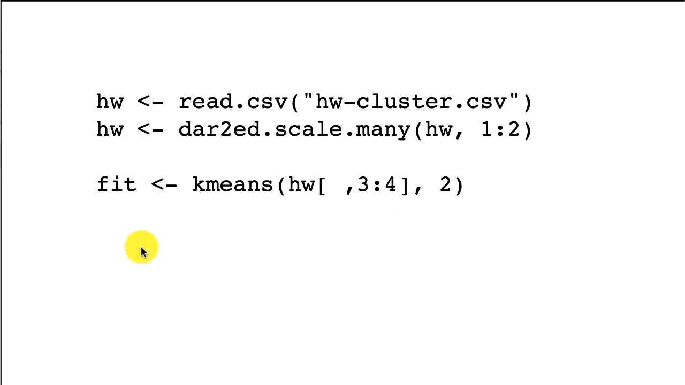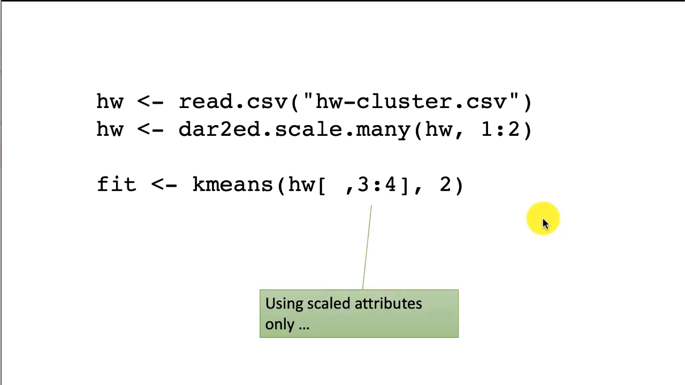And here we are saying do the k-means. K-means is the function to do the k-means clustering. K-means hw3, 4. Why is that? Because 3 and 4 will contain the scaled attributes. We don't want to use the unscaled attributes at all. So we're saying k-means, that's the function, which data to do clustering on: hw, 3, 4, so we want to use only those columns. How many clusters? 2. Okay, so that's it. Fit will now contain our clustering decision.